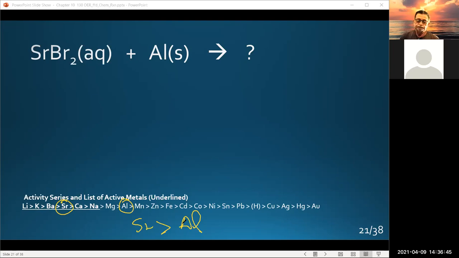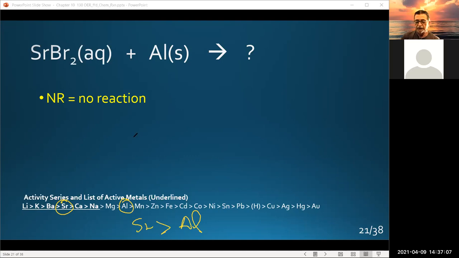Is the most reactive metal in ionic form? Answer is yes, it's strontium bromide. Therefore, no reaction. No reaction. But it does mean that the opposite direction will be a positive.